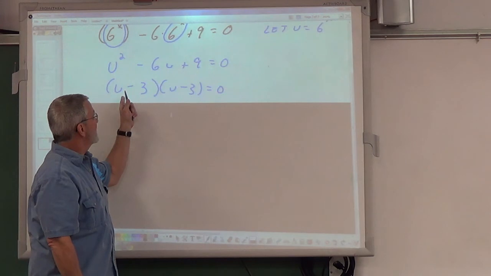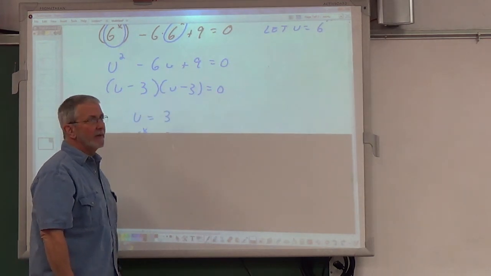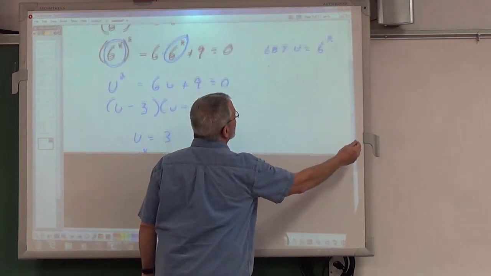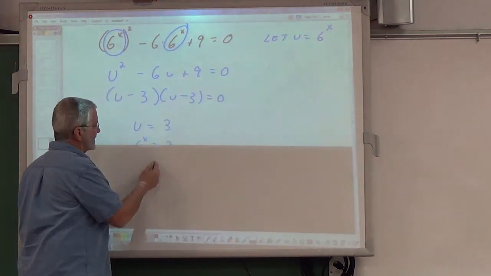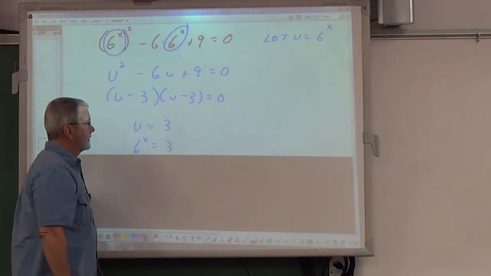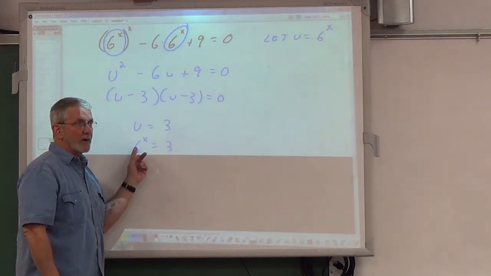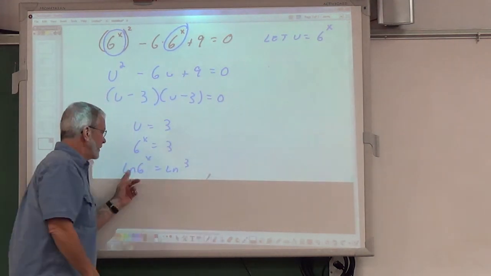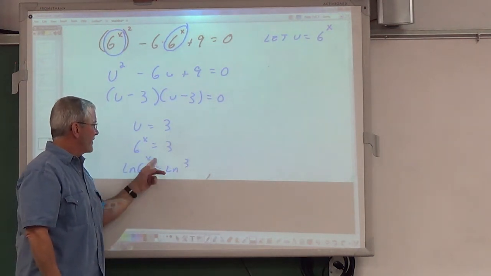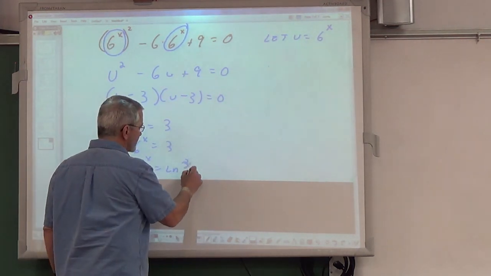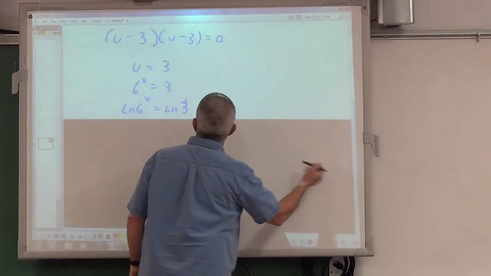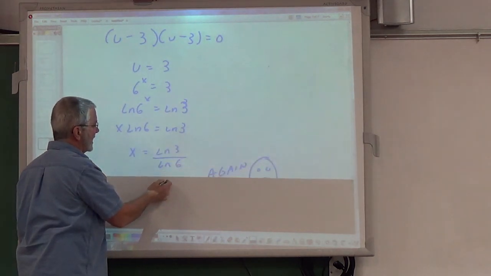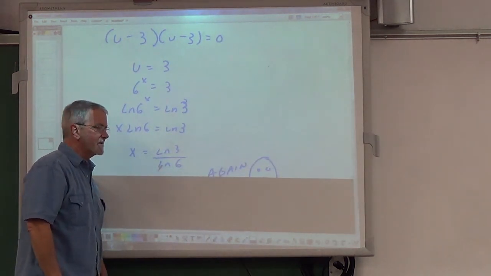What does that tell me? That says that u is equal to 3. Well, what is u? Keep in mind that u was 6 to the x power. So if u is 6 to the x power, that says 6 to the x is equal to 3. Now I have a simple exponential equation that I'm going to solve using logarithms. Take ln of both sides, I get ln of 6 to the x is equal to ln of 3. The x comes down in front, divide by the ln of 6, and x is equal to ln of 3 divided by ln of 6.